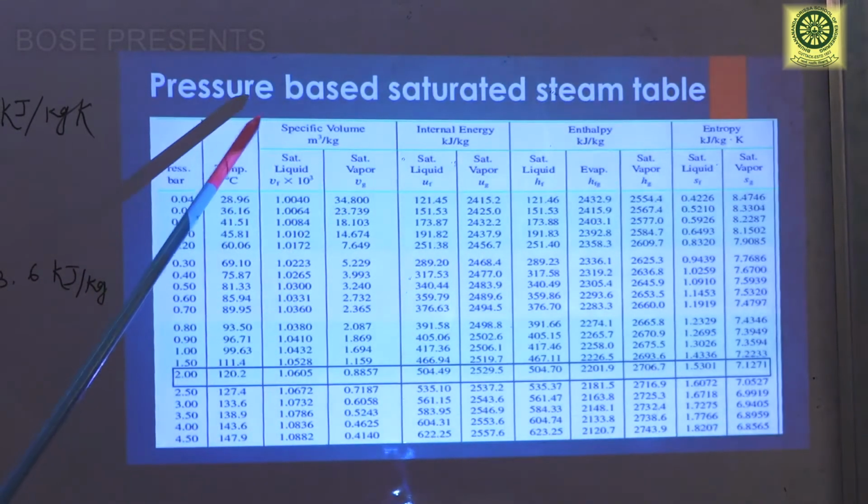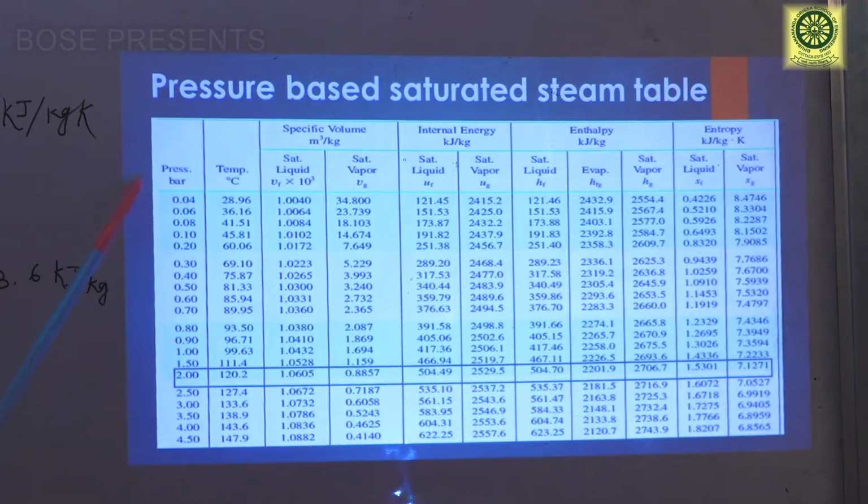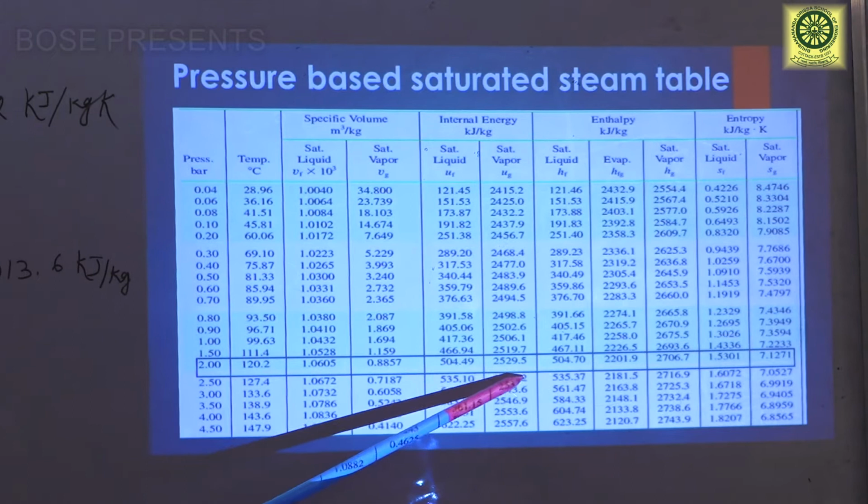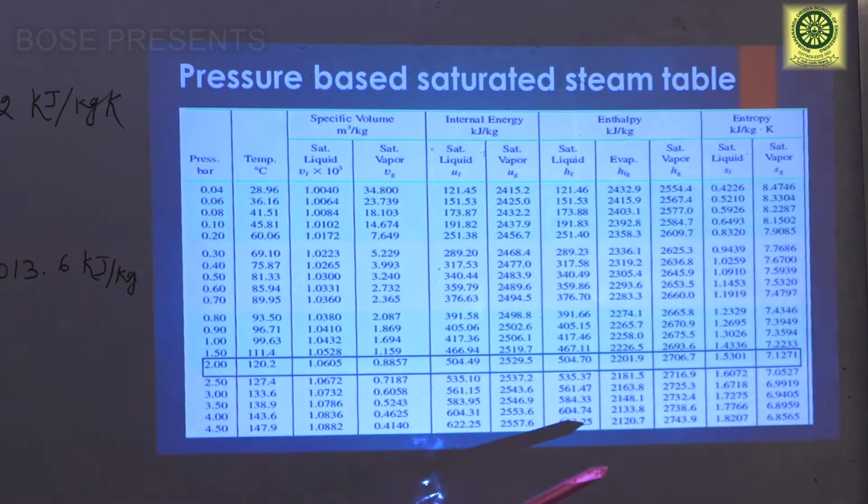Similarly, pressure based means pressure is your independent entry, and depending on your pressure, other properties are written. Suppose for 2 bar pressure I want to find out the properties. Then you can see for 2 bar pressure, 120.2 degree centigrade is its saturation temperature, meaning this is the temperature at which water will convert to the vapor state, and for this pressure specific volume vf, vg, uf, ug and these properties are written.